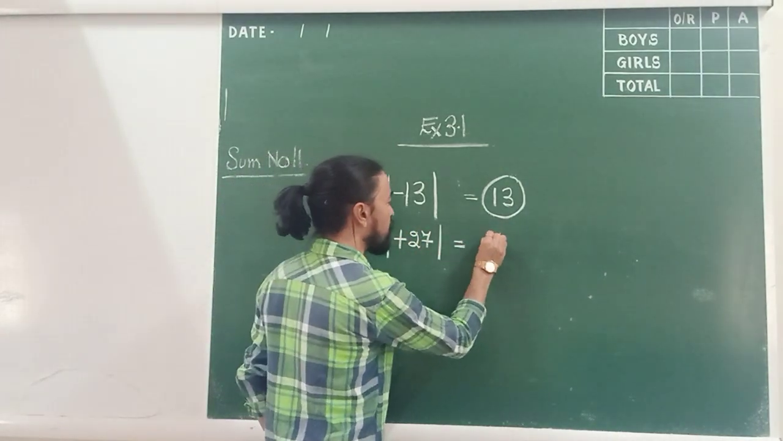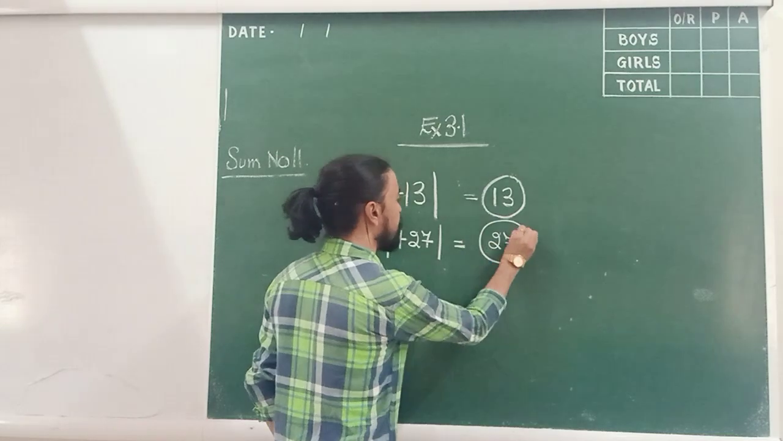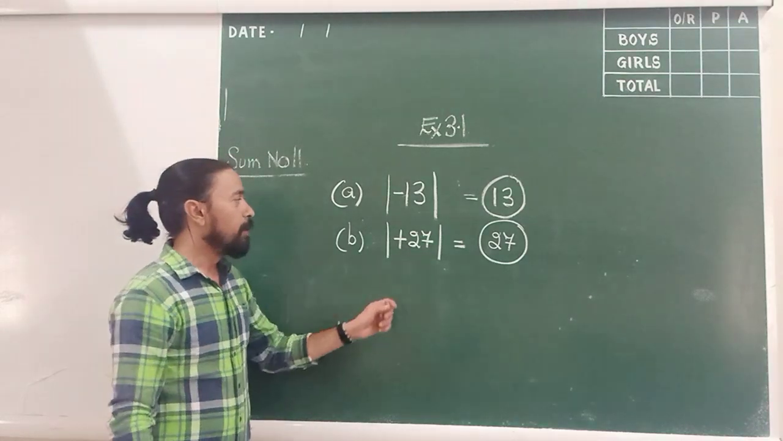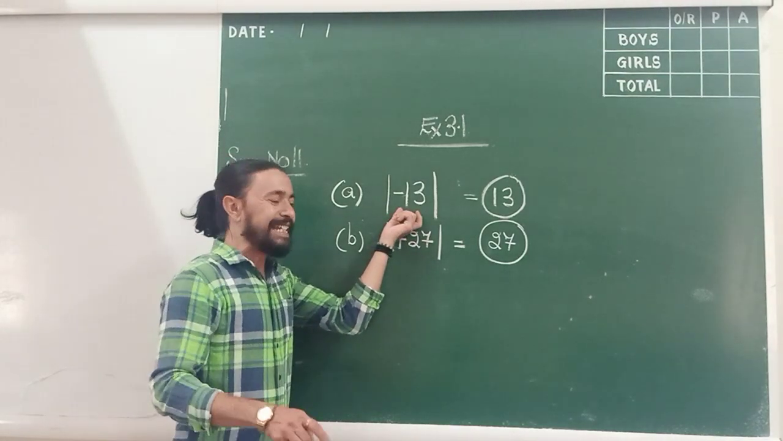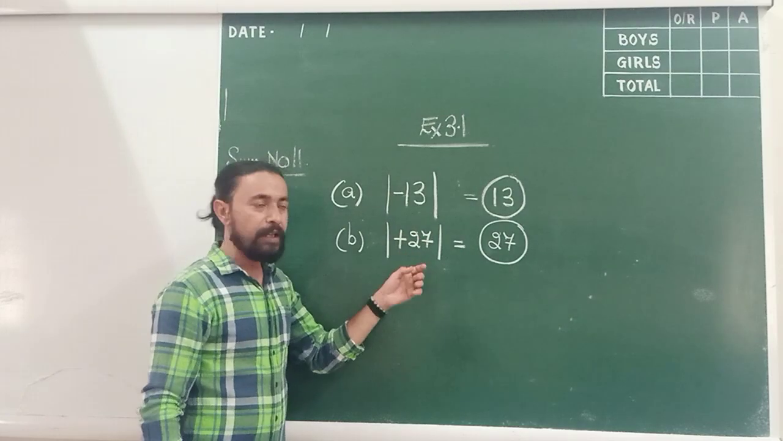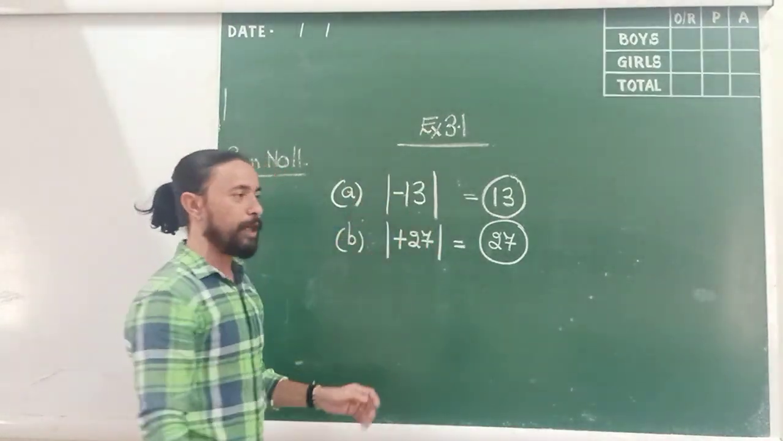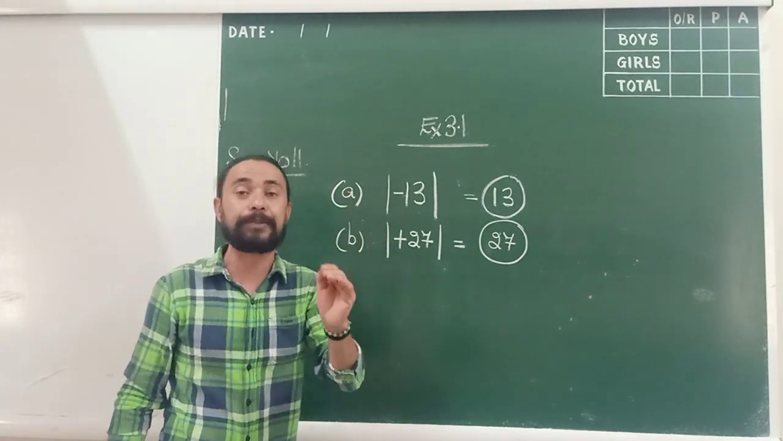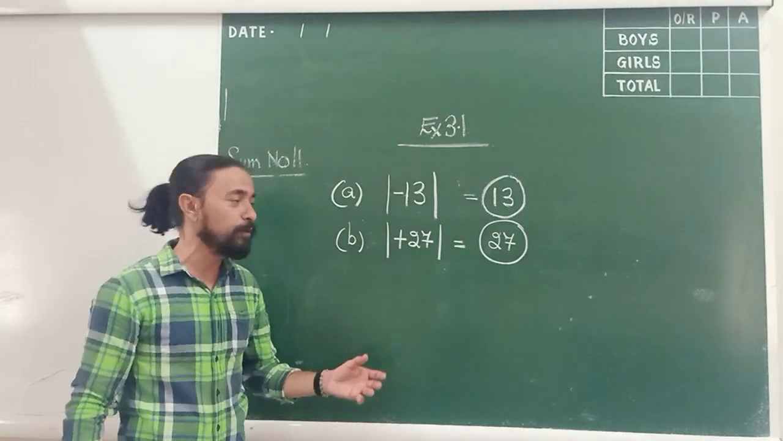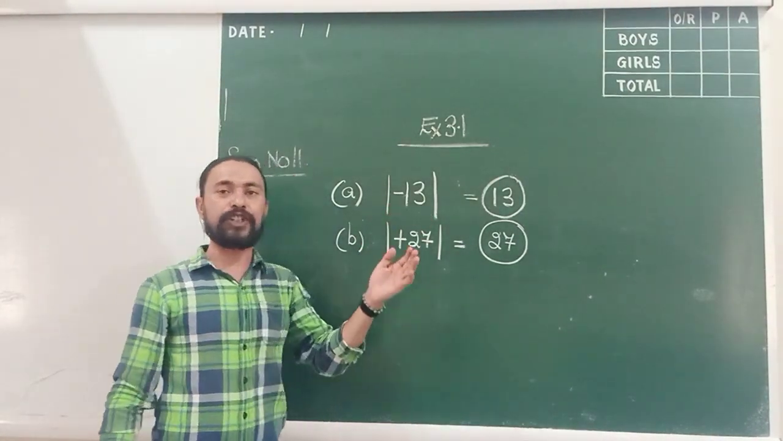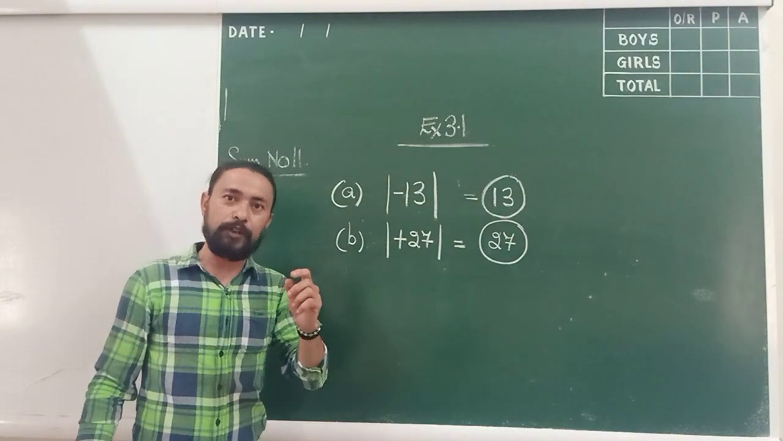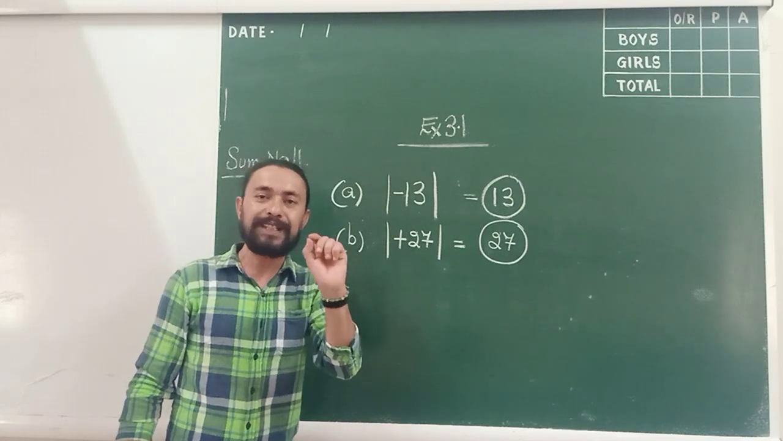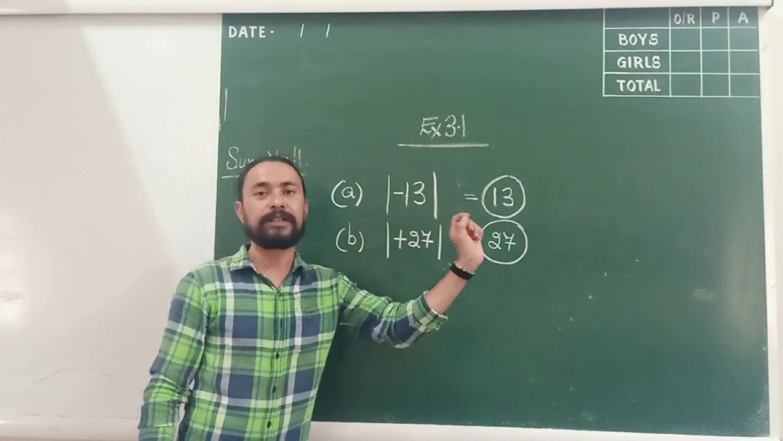The absolute value of plus 27 is 27 itself because it is 27 places away from the 0. Remember children, when an integer, whether negative or positive, places themselves between two vertical lines, that means I have to find something in mathematics that we know as absolute value. And what is absolute value? The number of places that that particular digit is away from 0. So the absolute value of plus 13 is also 13 and the absolute value of minus 13 is also 13 because it is 13 places away from the 0.